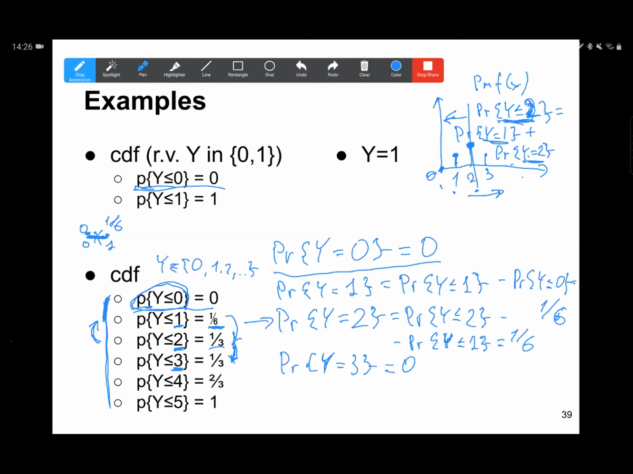Or if you still want to use the general formula, then the probability of being equal to 3 is equal to the probability of being at most 3 minus the probability of being at most 2. Since both of these probabilities are equal to 1/3, there was no growth in the cumulative distribution function when going between 2 and 3, meaning that there was no mass concentrated on 3. So the probability of being equal to 3 is 0.